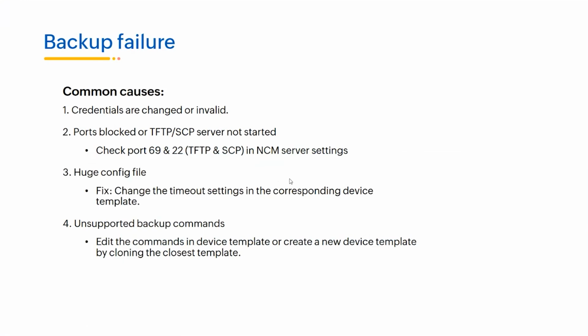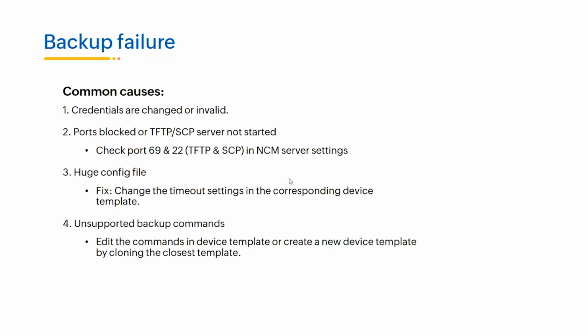Number one is changed or invalid credentials. If the credentials have changed or are invalid, a backup failure could occur. Number two is blocked ports or server not started. If the necessary ports are blocked or the TFTP or SCP server has not started, the backup might fail. Number three is large configuration files. If the configuration file is too large, you can adjust the timeout setting of the device template and try the backup again. Number four is unsupported backup commands.